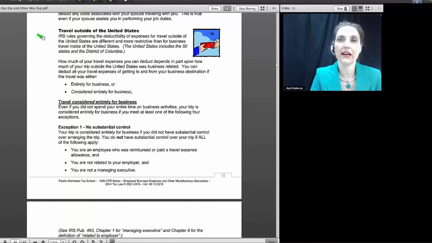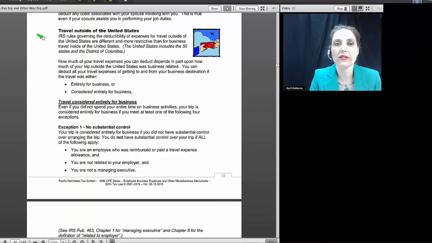And we need to examine travel that our clients take outside of the United States with a little more scrutiny because the IRS examines foreign travel with more scrutiny. IRS rules governing the deductibility of expenses for travel outside of the United States are different, and they are also more restrictive than for business travel inside of the United States. IRS defines the United States as the 50 states plus the District of Columbia.